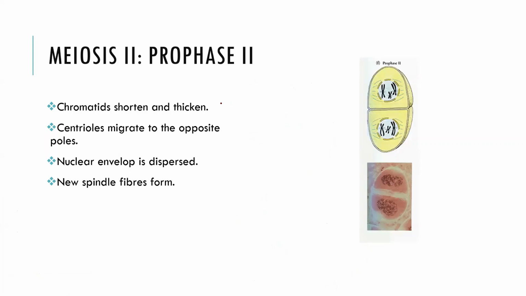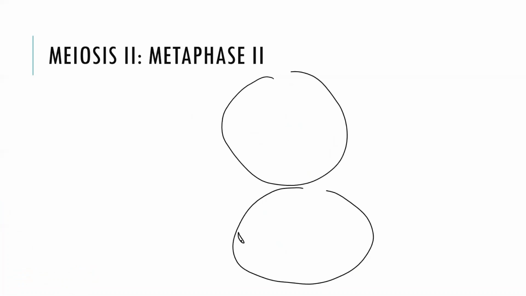So there are no complex occurrences like during prophase 1. Then you have metaphase 2. We have the two cells, the centrioles on the sides, and you have the chromosomes lined up in the equator of the cell.